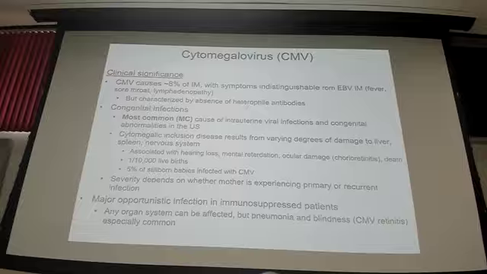Congenital infections are the major concern with CMV. It is the most common cause of intrauterine viral infections and congenital abnormalities in the US. So that's really important. I'm going to start abbreviating most common as MC just to save some space. But this is a major issue with CMV.